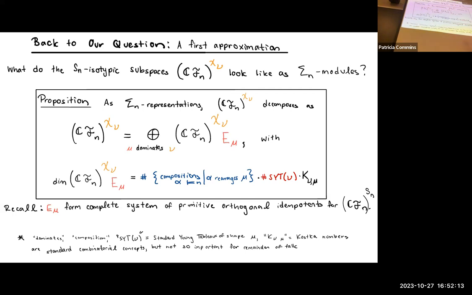Emu is an idempotent in the descent algebra, and now I'm thinking about it in the face algebra, under this anti-isomorphism. But yeah, this forms part of a family of a complete system of primitive orthogonal idempotents for the face algebra.